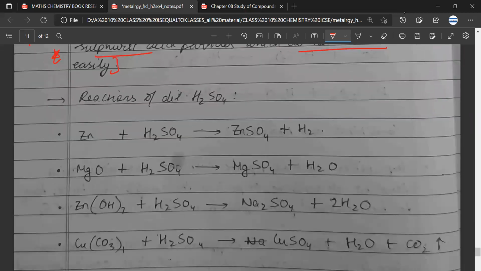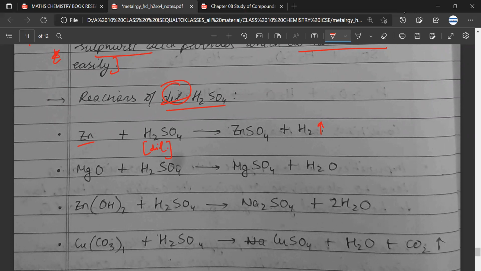Now, reactions of dilute H2SO4. Now, please do understand that I haven't written dilute over here, but I am considering all mentions of acids in the following reactions as dilute, as mentioned over here. Okay, so the first reaction is Zn. Now, Zn signifies zinc plus H2SO4 gives zinc sulphate plus hydrogen.